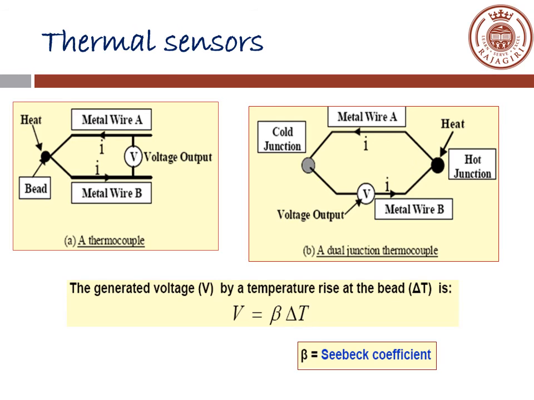Okay, normally what we used to do is that this cold junction will be maintained at a constant value. Normally it will be maintained at 0 degrees Celsius by dipping this junction in ice water. Okay, and the coefficient beta depends upon the material that is being used for the wire, and the range of the material that is being used to make the particular structure.